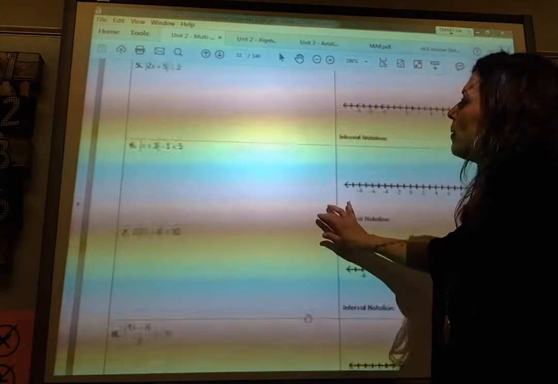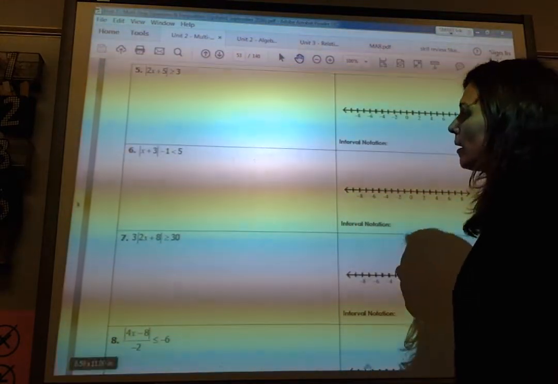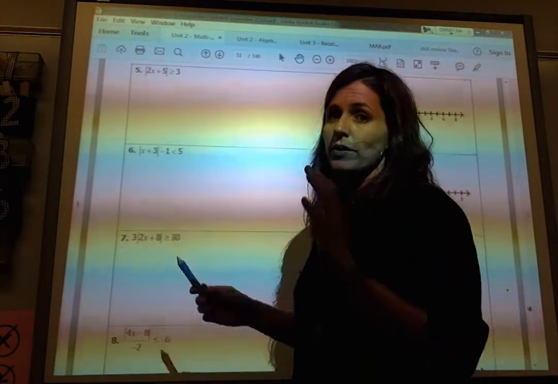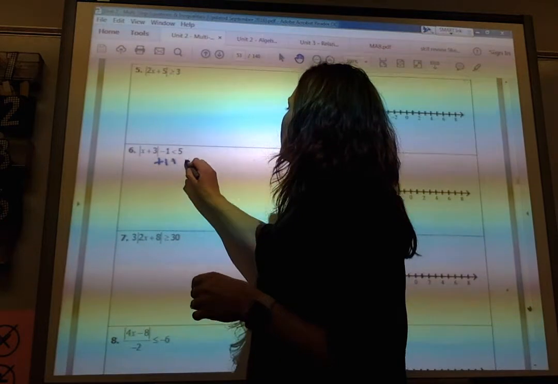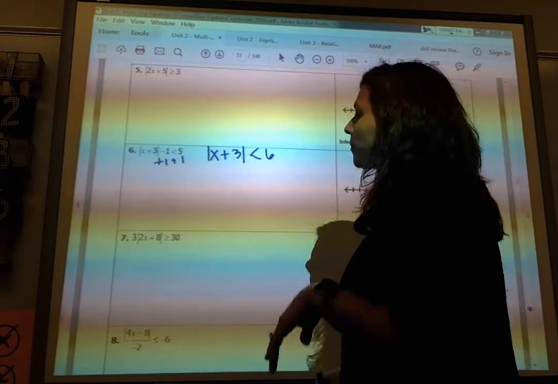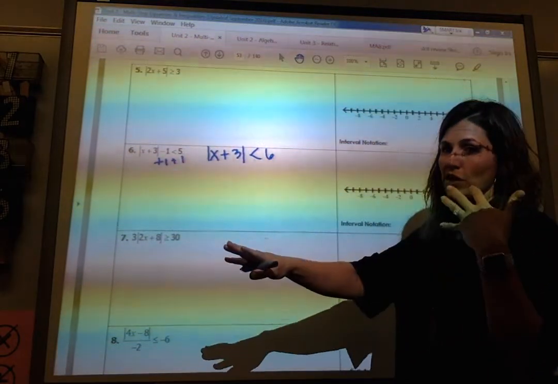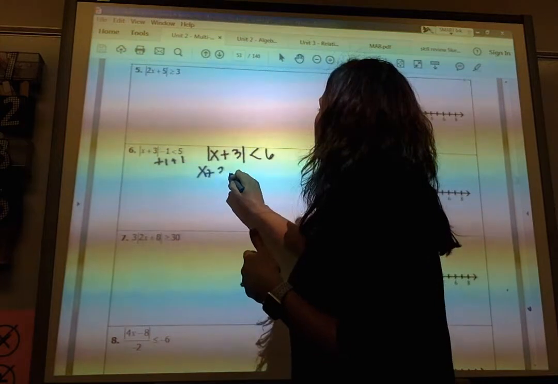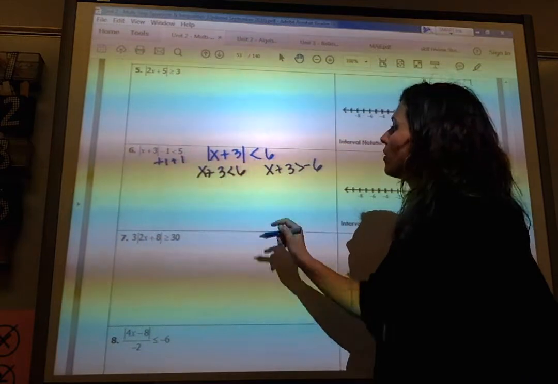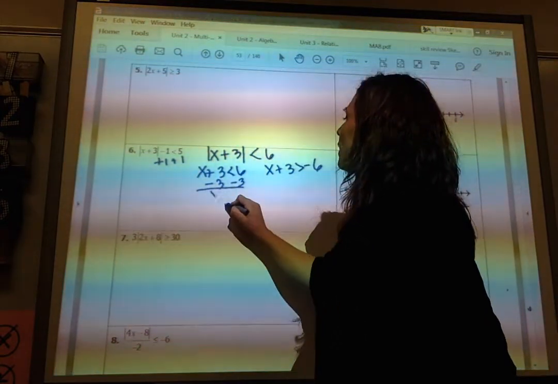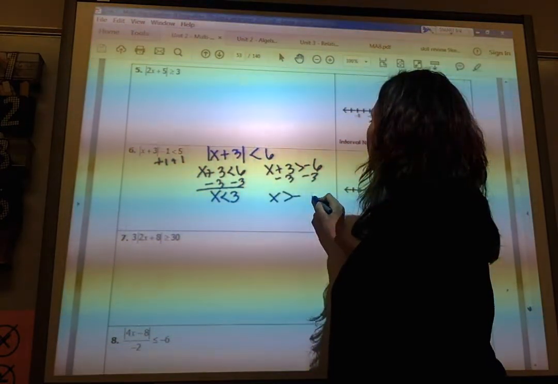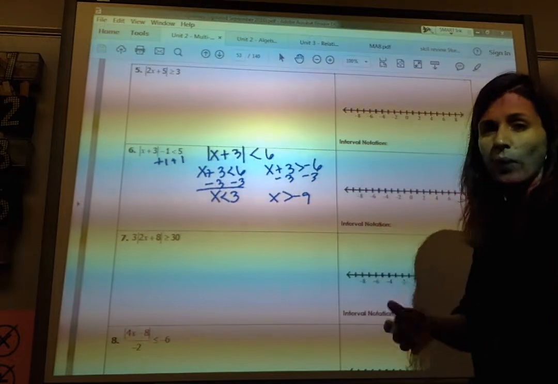So let's scroll up, and let's take a look at number 6. On number 6, is my absolute value isolated? No, it's not. So that's my first step. I'm going to add 1 to both sides. And I get the absolute value of x plus 3 is less than 6. Now that it's isolated, I can branch it into 2, and I get x plus 3 is less than 6. X plus 3 is greater than negative 6. So when I solve it, I subtract 3, x is less than 3, and I subtract 3, and x is greater than negative 9. So let's take a look at the graph and see what happens.